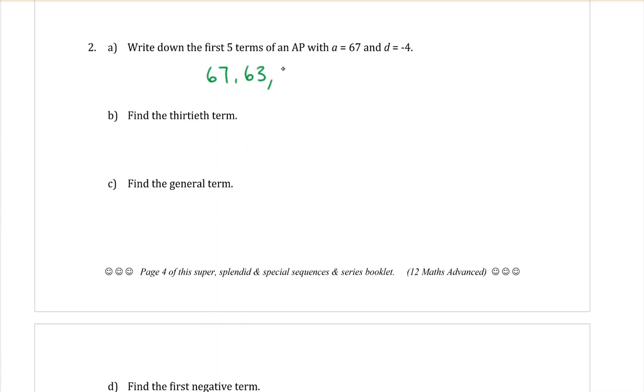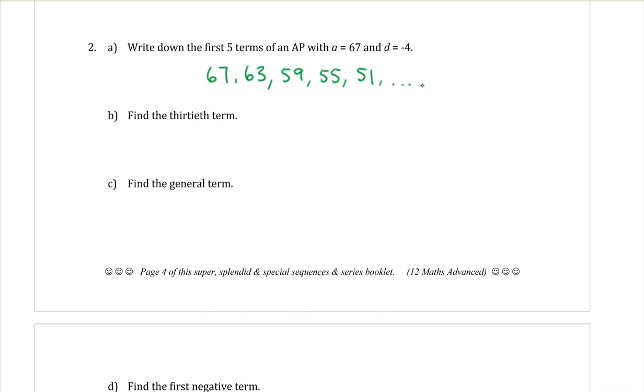Subtract off 4 again, we get 59. Subtract off 4 again, 55. Subtract off 4 again, 51. That's 5 terms, so we can put a comma and some dot dot dots if we did want to. That sequence could continue, but we have found the first 5.